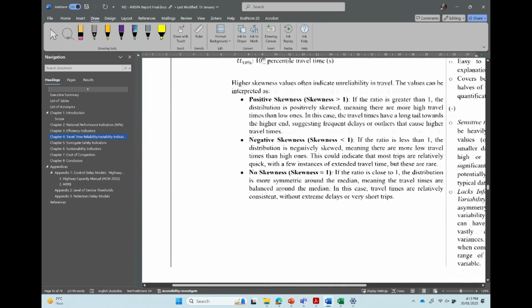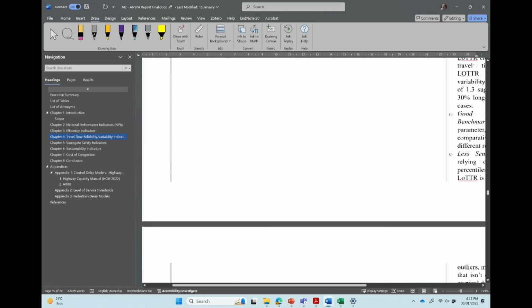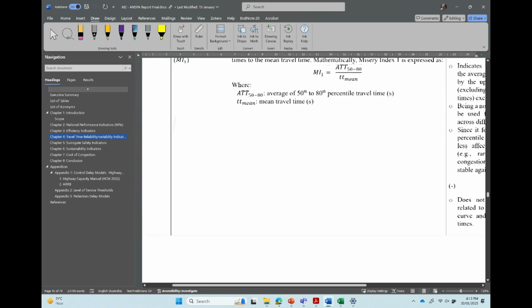It will be different for different modes. Yes, different modes. All these indicators actually signify just one topic, reliability.